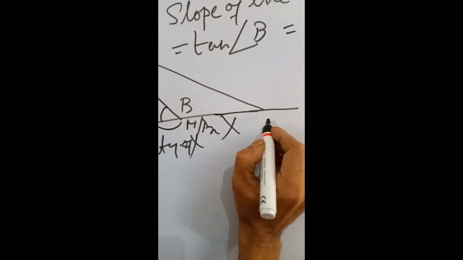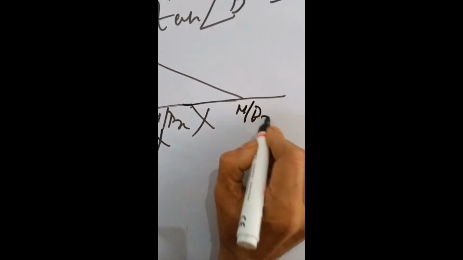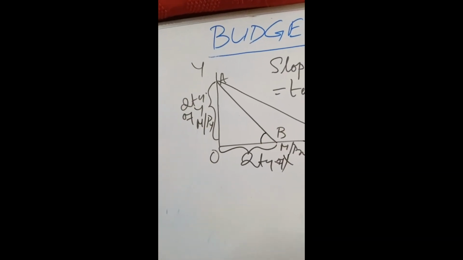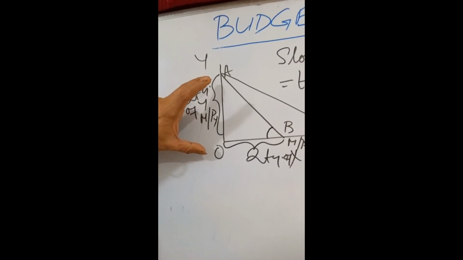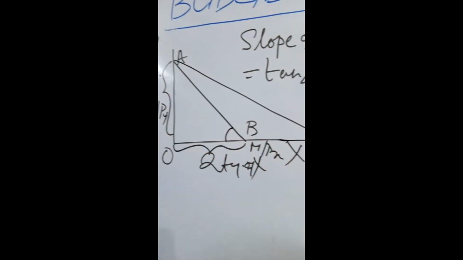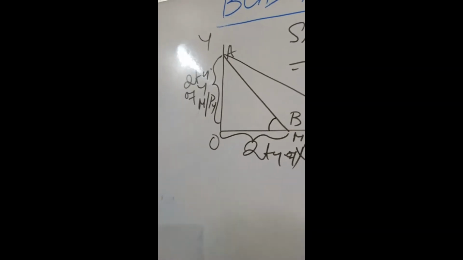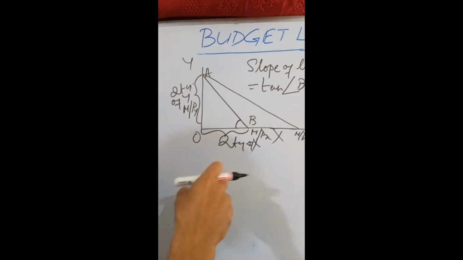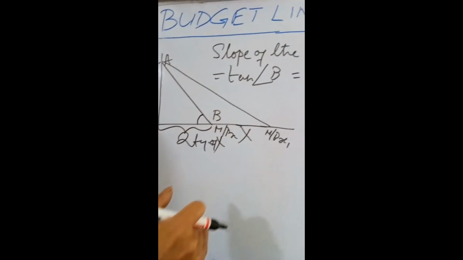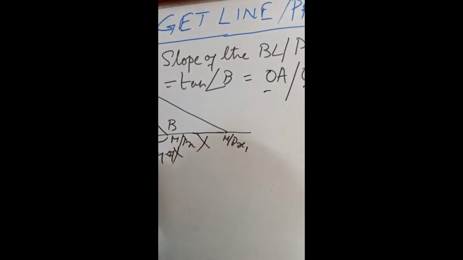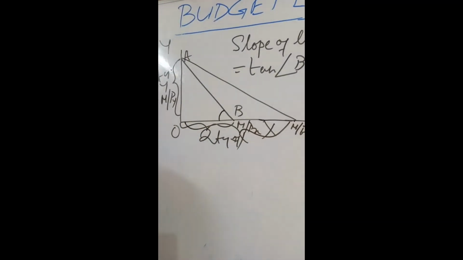Say this is Px1, this will be M by Px1. As price of Y has remained constant, the consumer is able to purchase the same quantity of Y which he was purchasing before any change in price of X, because price of Y does not change. As price of X has fallen, the consumer's real income has increased. That means because X has become relatively cheaper to Y, now the consumer is able to purchase more, so he will purchase more. Okay.